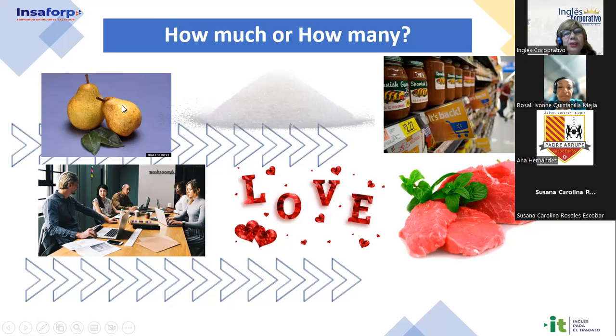How many? Okay, complete with the noun. How many pears? And we can complete more. How many pears do you have? How many pears do you want? Etc. Well, how many pears do you need? Right. Now the second one.